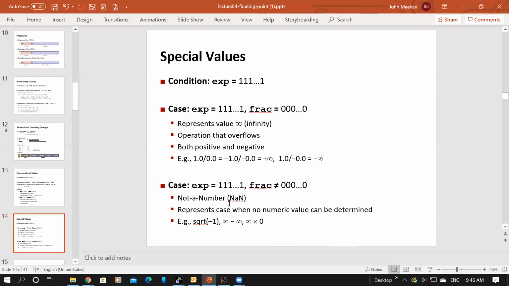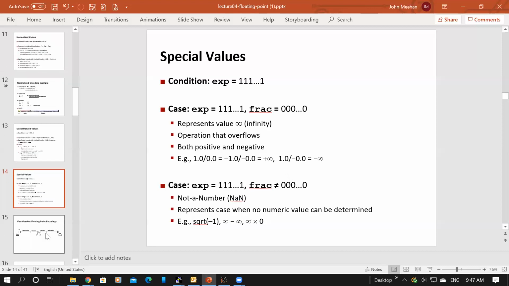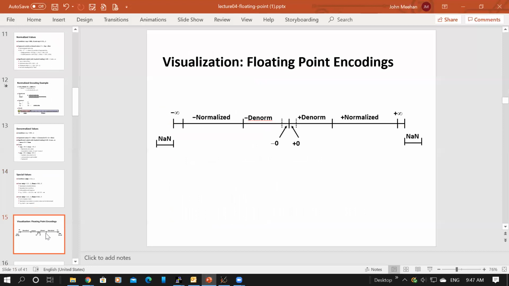So we need some way to say what you did doesn't even produce a number, right? So those are our special cases, plus or minus infinity and not a number. And those are indicated in the case where the EXP is all ones, and the infinities are the zeros. The not a numbers are anything other than 0. So now we look at the way these things lay out on the number line.